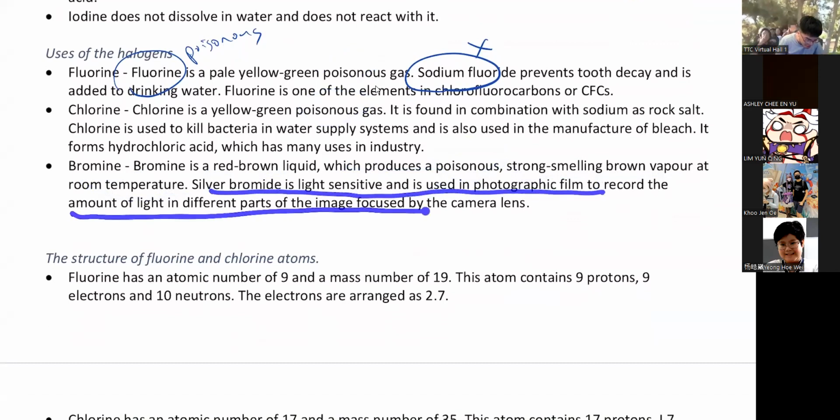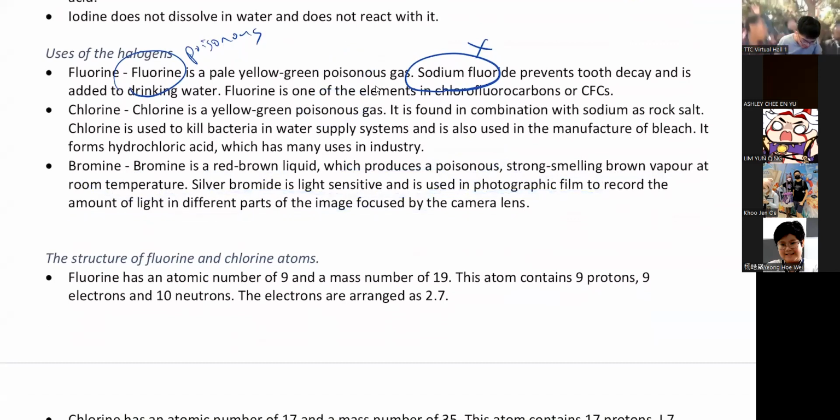Silver bromide is light sensitive and is used in photographic film to record the amount of light in different parts of the image focused by the camera lens. Right? Do you know what's a photographic film?